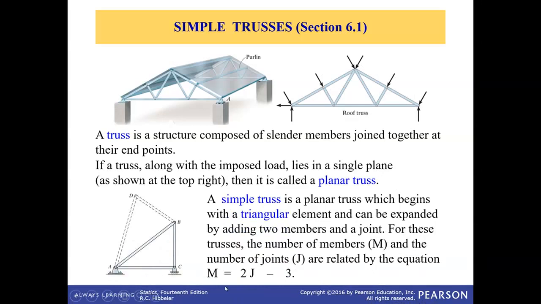In planar truss, M is number of members, and that can be calculated using 2 times number of joints minus 3. So for example, here there are 3 members, and there are 1, 2, and 3 joints. So 2 times 3 minus 3. So 6 minus 3 is 3. So number of members is equal to 2 times number of joints minus 3.